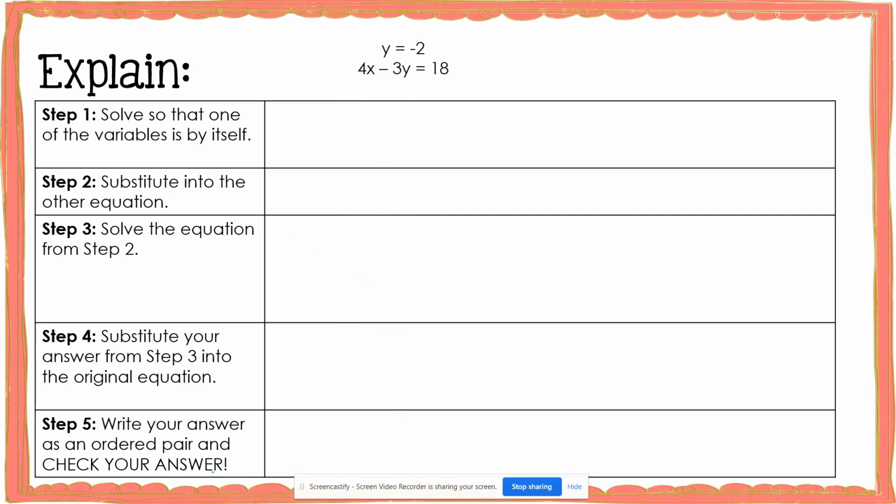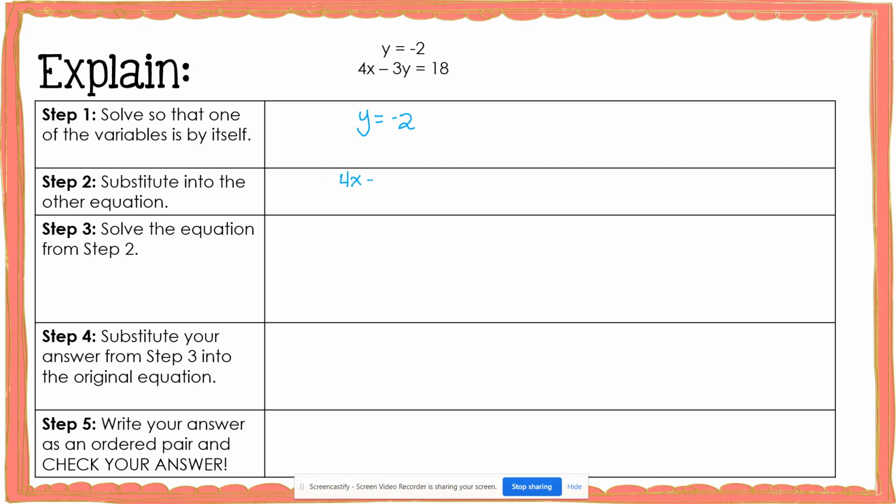Our last system of equations says y equals negative 2 and 4x minus 3y equals 18. Sometimes you'll see a system of equations that looks like this. Well, this already has y by itself. So instead of making this hard for myself, I'm going to use this. Not only is y by itself, but there are no other variables in that first equation, which means there's nothing else to even solve. I actually already know that the value of y is negative 2. So I don't need to solve for y, I just need to solve for x. So I'm going to substitute the value of y, which is negative 2, into my other equation.